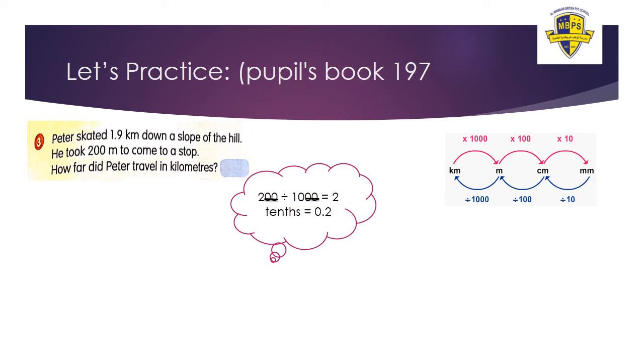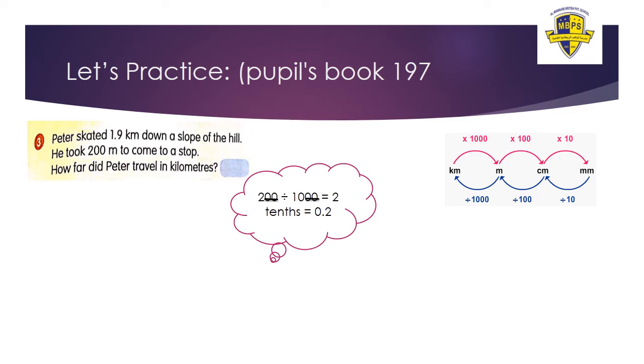Cross 2 zeros from 1000 with the 2 zeros from 200. So this is now 2 divided by 10. 2 divided by 10. Okay. 2 tenths. Or like we explained before, the decimal point after 2, shift it 1 digit to the left. It will be before 2. So this is 0.2.